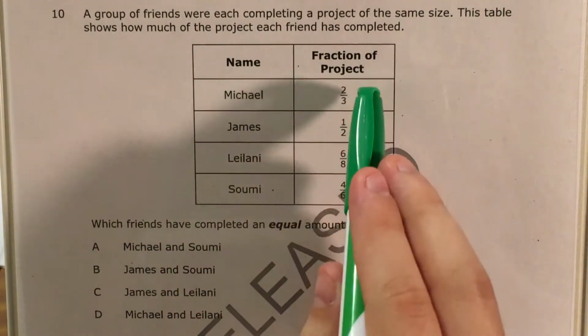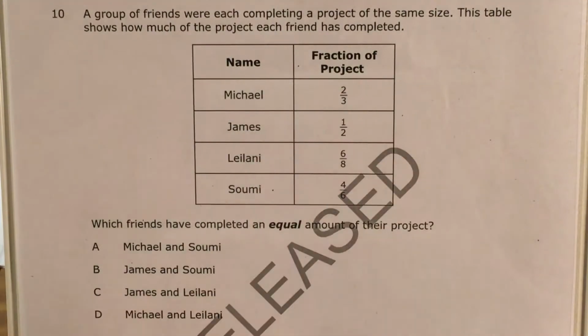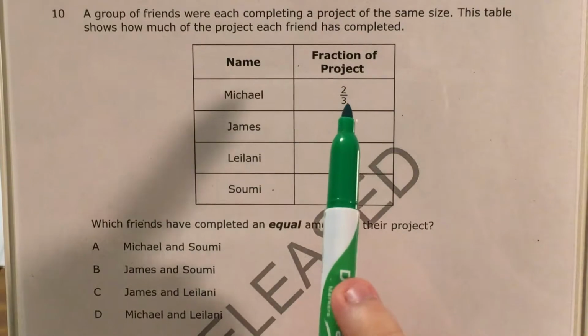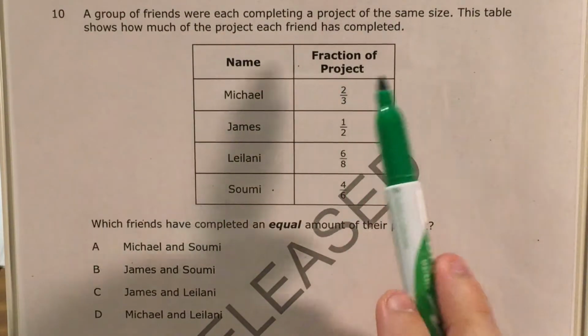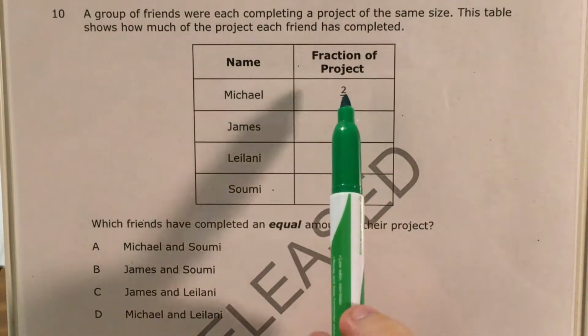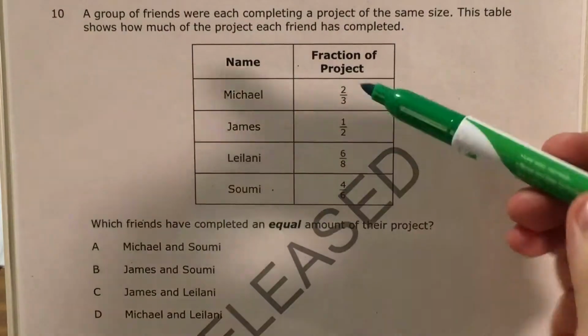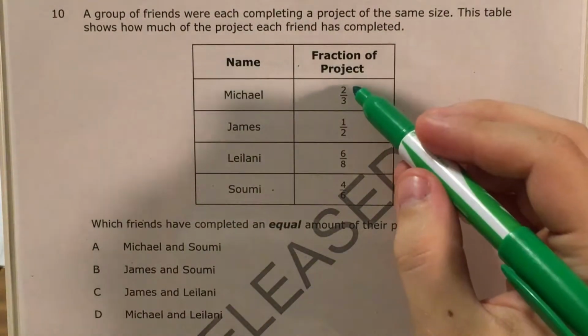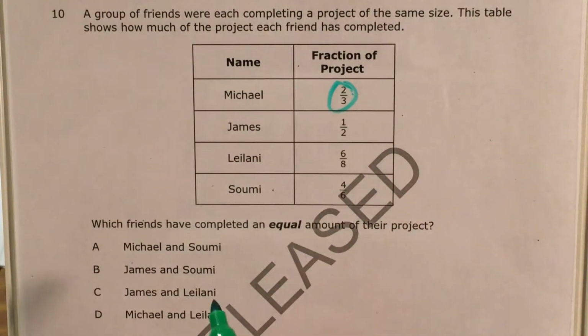So if we start with Michael, Michael has done 2/3 of his project. Now, when we're trying to simplify a fraction like this, we're asking what number, besides 1, is a factor of both 2 and 3. Now, 2 is prime and 3 is prime, so unfortunately there's not really going to be anything there, so 2/3 is just going to stay like it is.